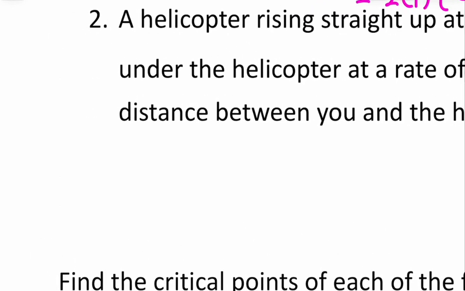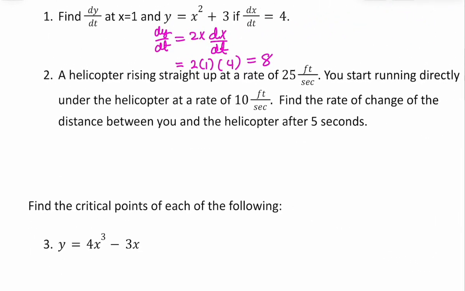So first, for number 2, let's read it. It says a helicopter rising straight up at a rate of 25 feet per second. You start running directly under the helicopter at a rate of 10 feet per second. Find the rate of change of the distance between you and the helicopter after 5 seconds.